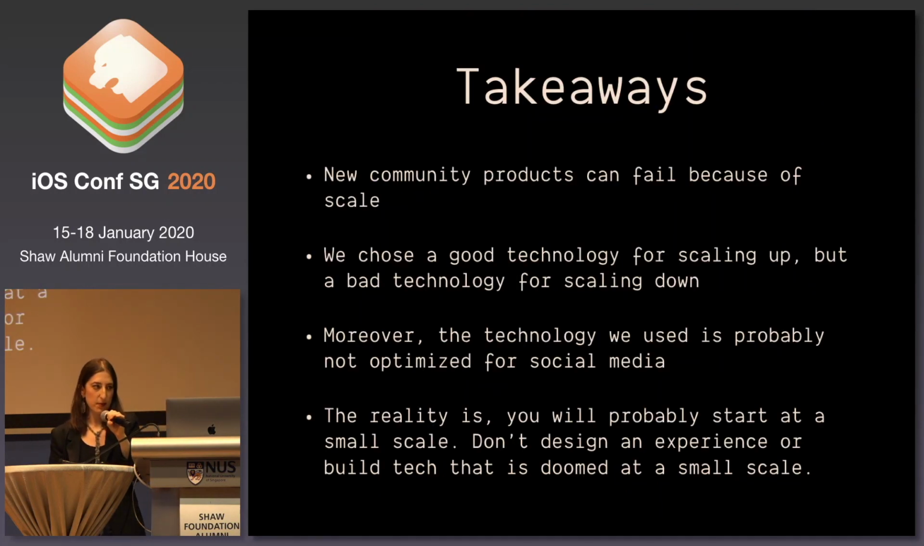So what are the takeaways from this example? New community products can fail because of scale, not just because of a large scale, but because of a small scale and the lack of thoughtfulness around the small scale experience. The team that I was on chose a good technology for scaling up, implicit scaling, sort of easy scaling, but a bad technology for scaling down, and probably also a bad technology for building social media for other reasons, and for building kind of a larger app. The reality is you'll probably start at a small scale, and so don't design an experience that is doomed at that scale. Design an experience that can grow with your community.